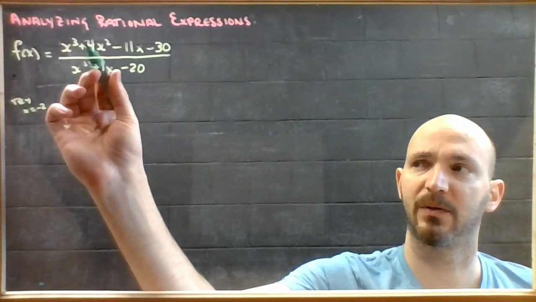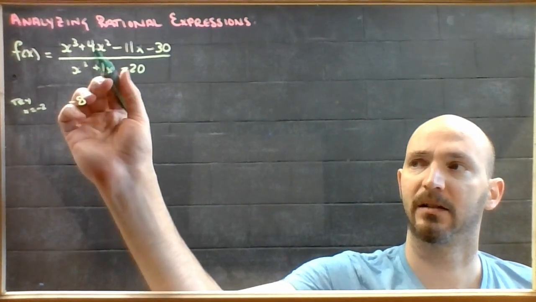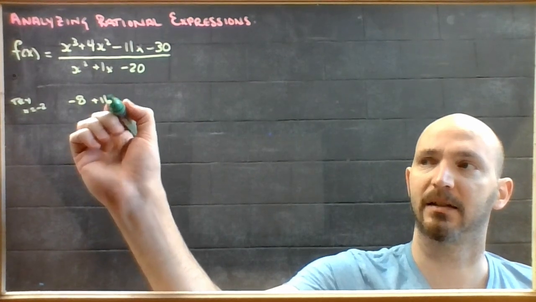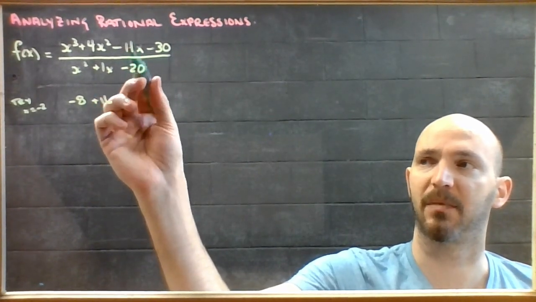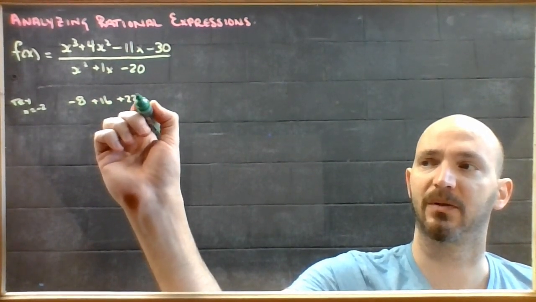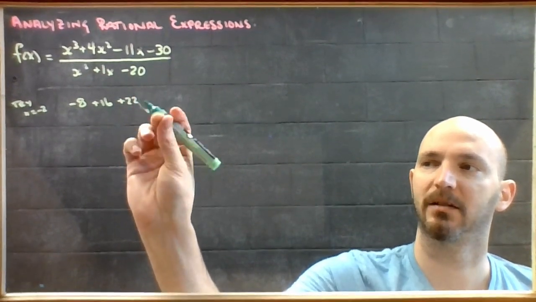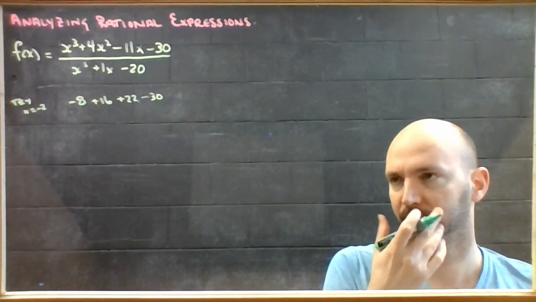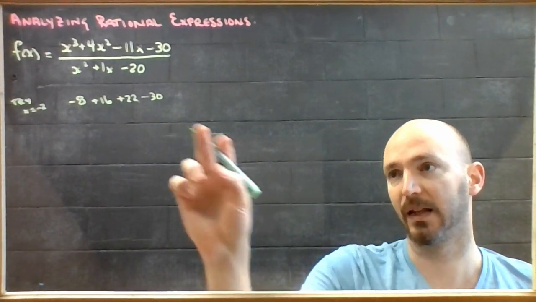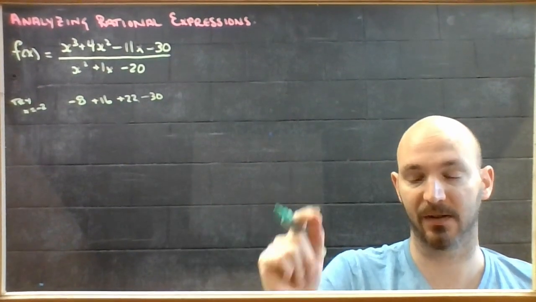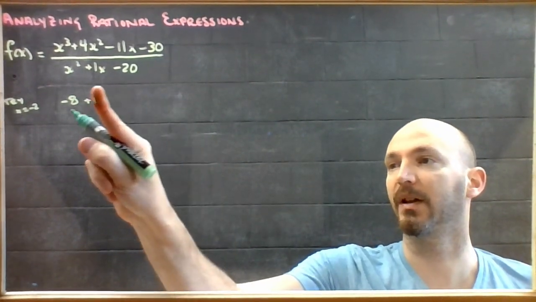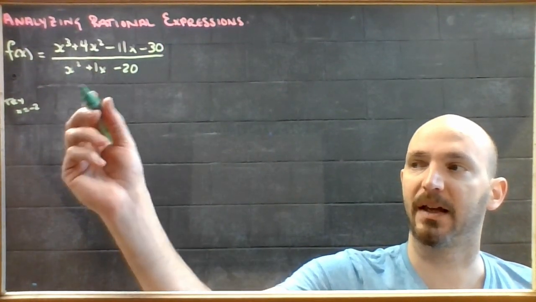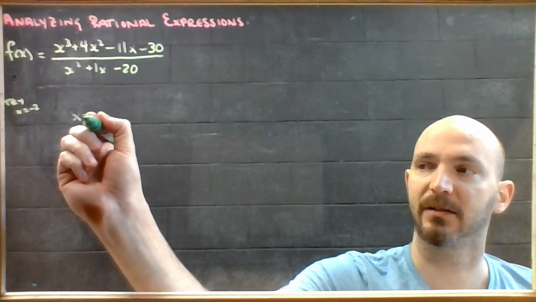So -2 cubed would be -8. That would be 4 times 4 is 16. -2 times -11 is positive 22. Woo! Carried away there. -30. That's -38. That's positive 38, so it's going to work. Okay, so if -2 is a solution to this being 0, then x plus 2 is a factor.